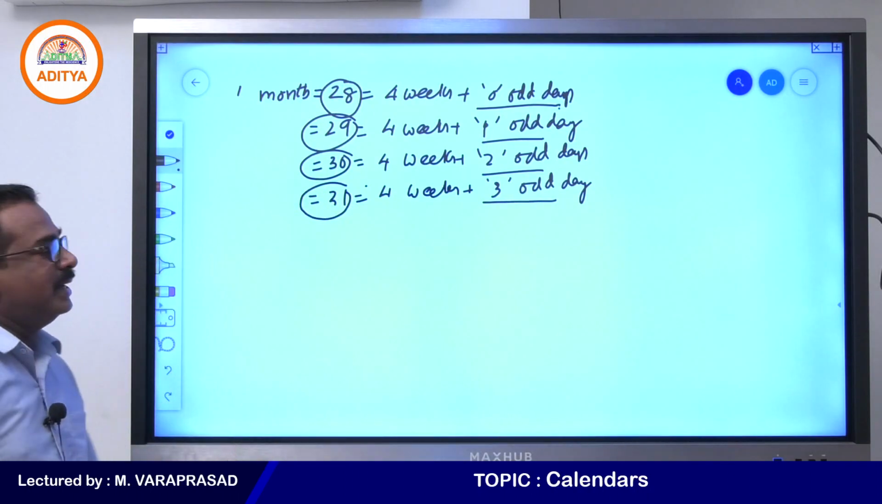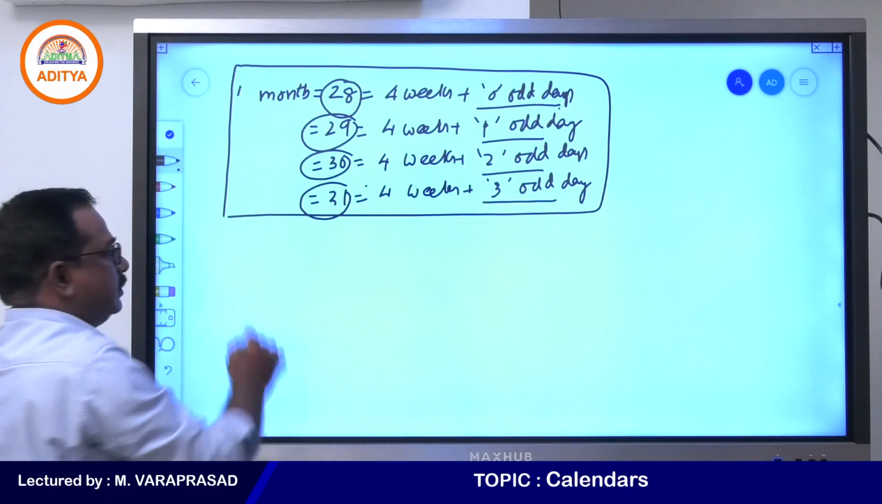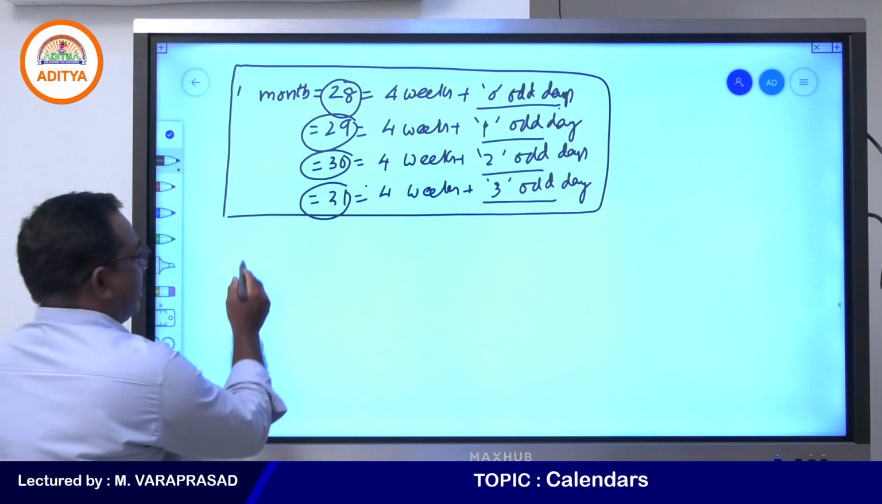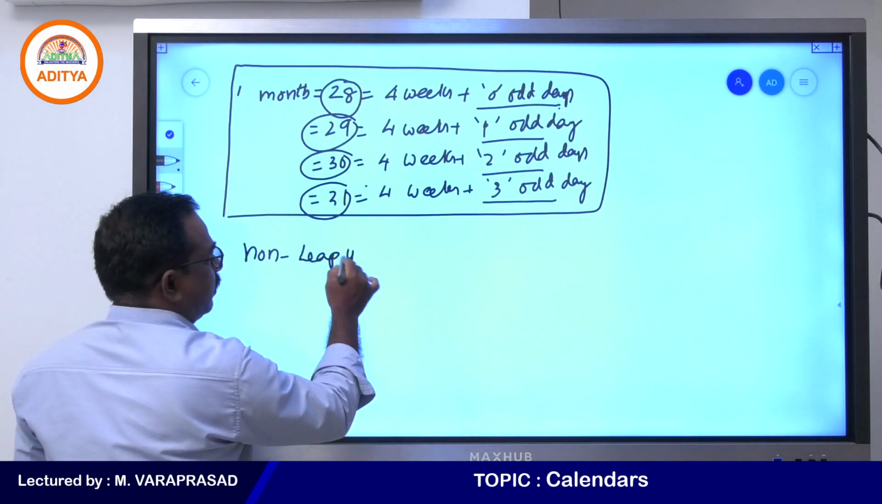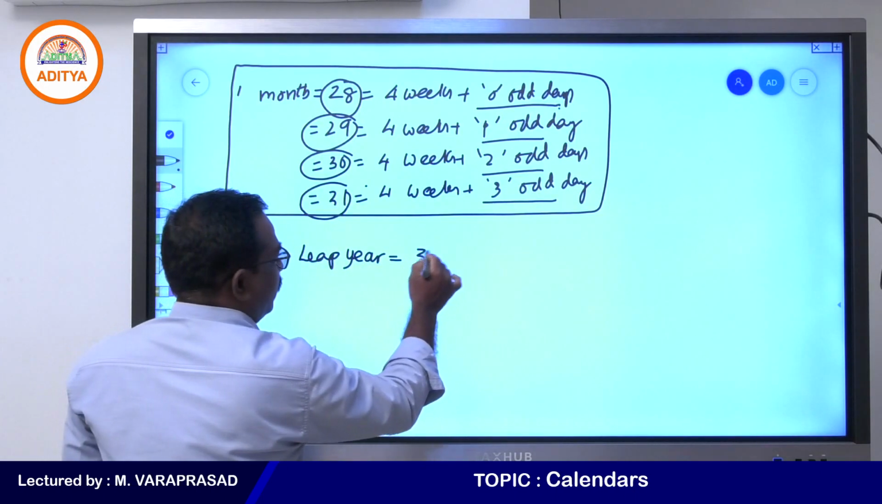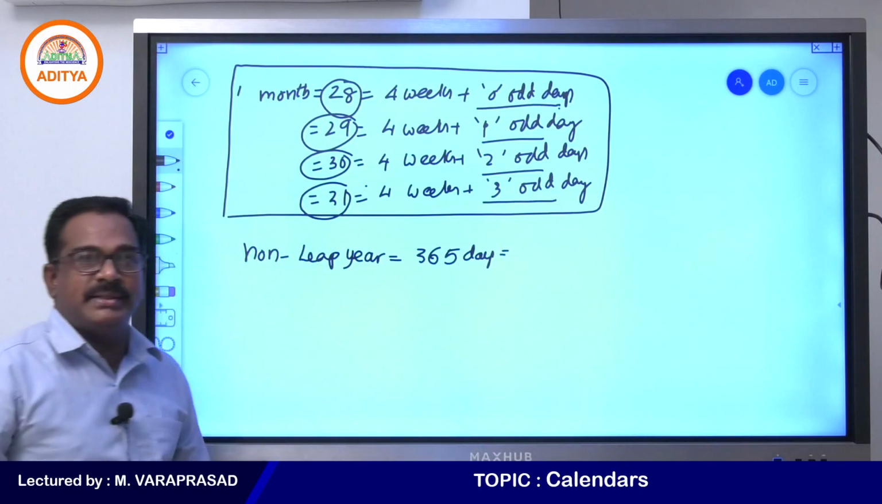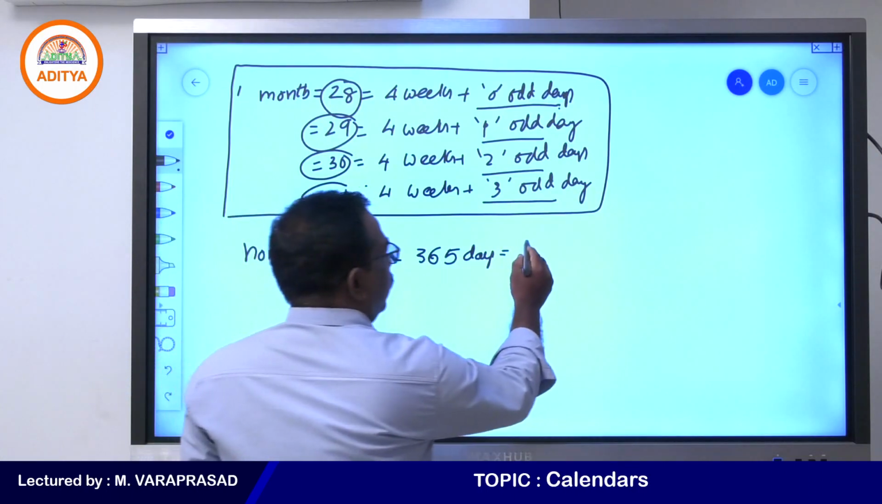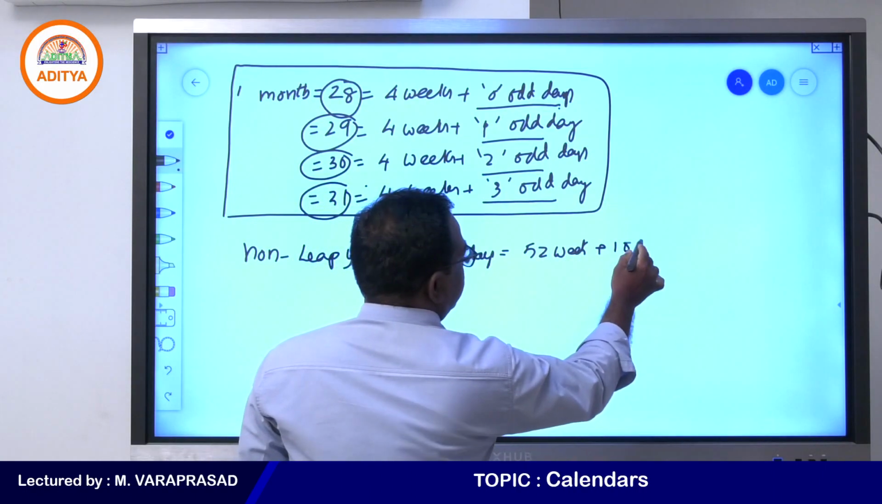Yesterday we discussed this. This is about months. Now see, the year. A non-leap year will have 365 days. It means 52 weeks plus 1 odd day.